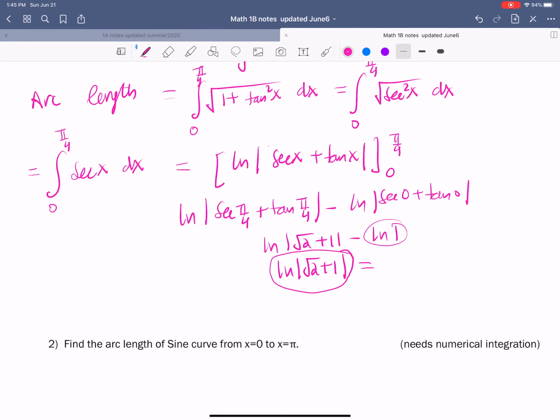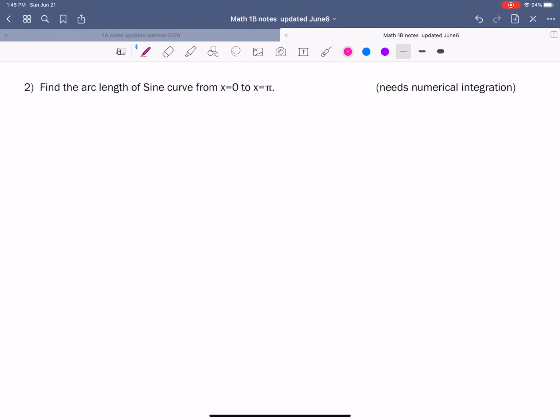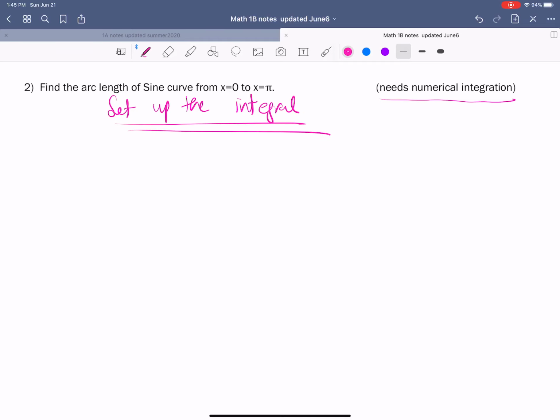All right, next problem. Find the arc length of the sine curve from x equals 0 to x equals pi. This one says it needs numerical integration, so I'm only going to set up the integral. That means we are not able to use any integration techniques we have learned so far. We would have to rely on numerical integration, or for now you can use an integral calculator, a calculator that does definite integrals for you.